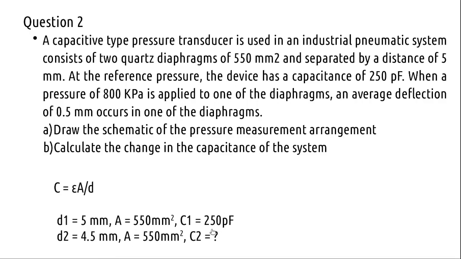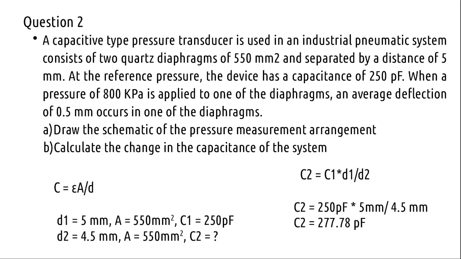Okay, so hope you have completed that problem, this one. You can get an expression for C2 in terms of d1 and d2 like this. So that is 250 picofarads multiplied by 5 millimeter by 4.5 millimeters, and you will end up with C2 as 277.78 picofarads and delta C is 27.78 picofarads. Okay, right, same. Is that your answer?